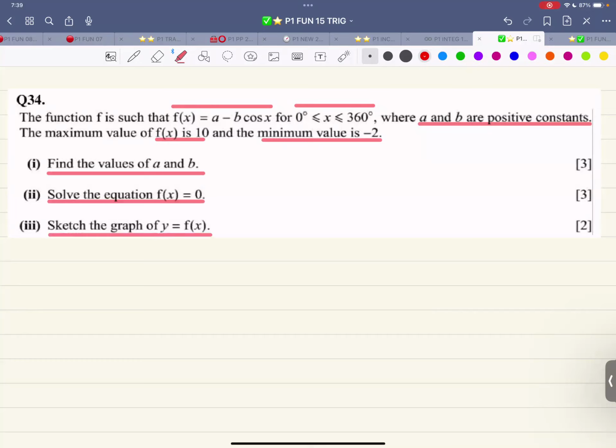Now, since we are focusing on the function part, the solving equation, that's just the normal thing, so I won't focus much on it. My main focus is to find the values of a and b and sketch the graph.